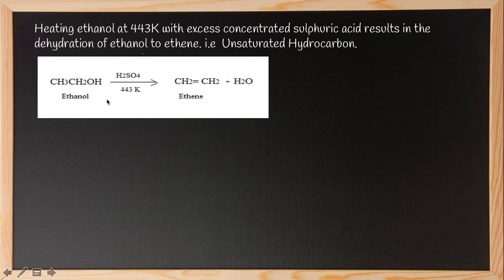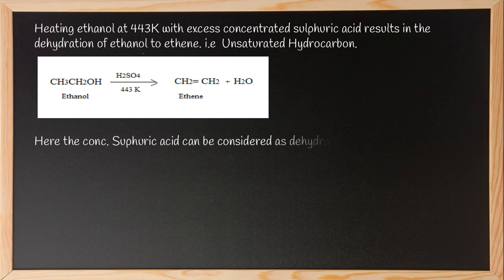So this is ethanol. When it is subjected to concentrated H2SO4, that is sulfuric acid in excess amount, at a particular temperature, that is 443 Kelvin, then you will get the unsaturated hydrocarbon, that is ethene. So ethanol is converted to ethene with the removal of a water molecule. Since a water molecule is removed, it is dehydration.